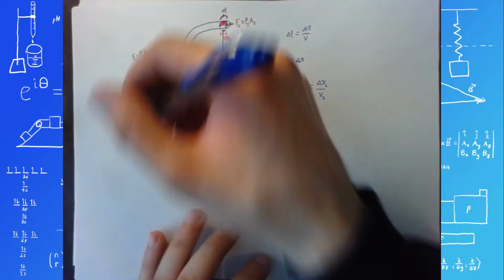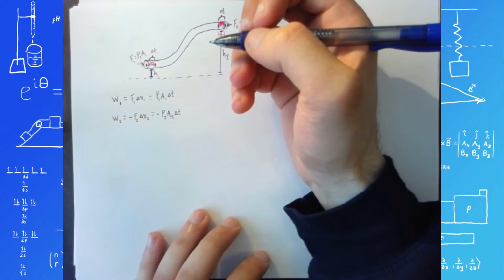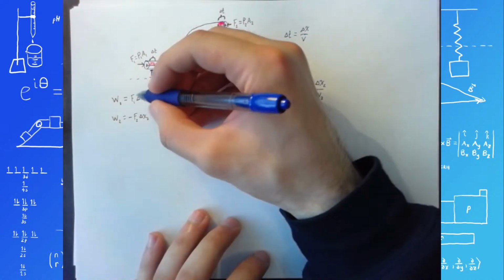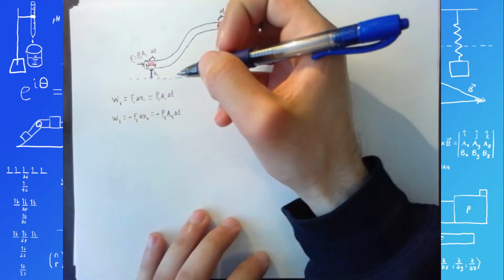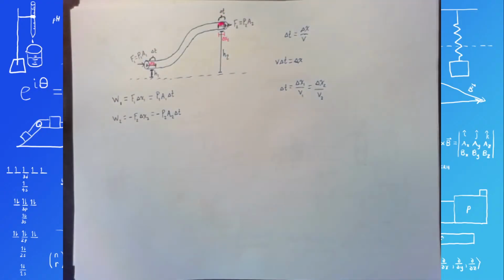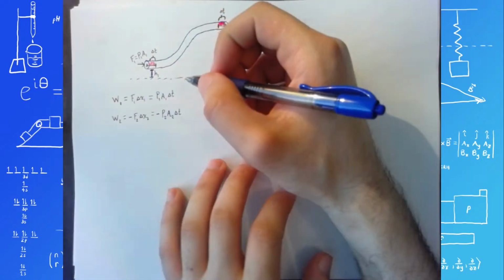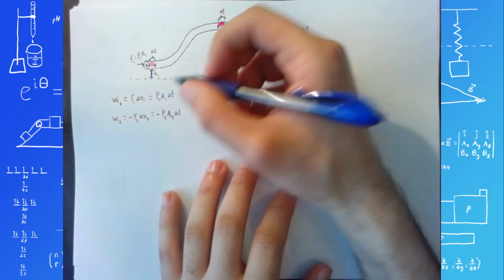Oh, and come to think of it, I forgot my delta x over here, didn't I? F1 times delta x1. Man, there is something going on with my brain this week. I have been making all sorts of weird mistakes all week long. Maybe I'm just not getting enough vitamins.